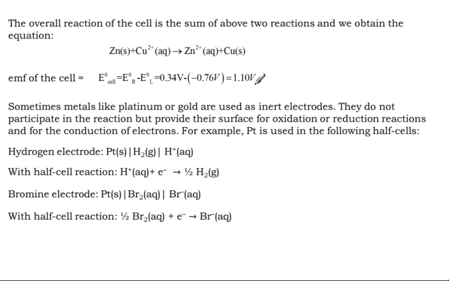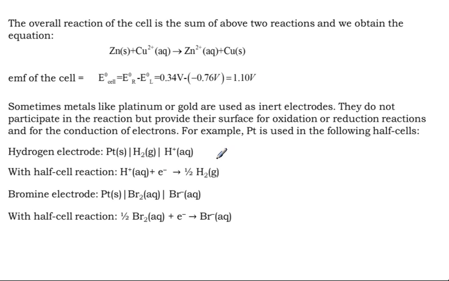In the standard Daniell cell we are using zinc as the anode and copper as the cathode. In order to get the standard cell potential of 1.1 volt, we maintain the concentration of Zn2+ as well as Cu2+ at 1 molarity.